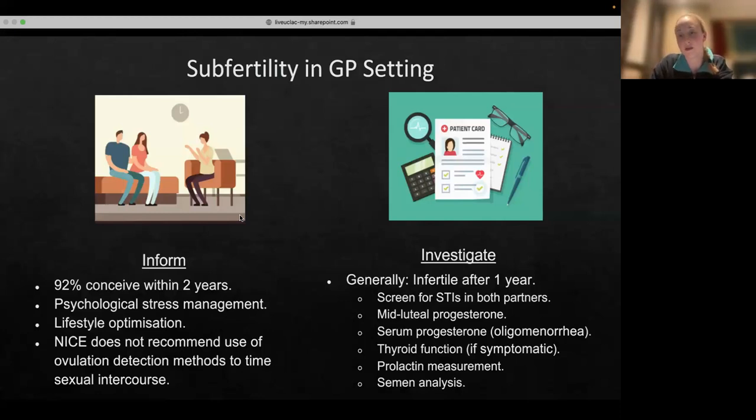So when do you want to investigate? You want to investigate generally if they're infertile after a year. And that would involve screening both partners for STIs, looking at mid-luteal progesterone, serum progesterone, thyroid function, prolactin, and also semen analysis.